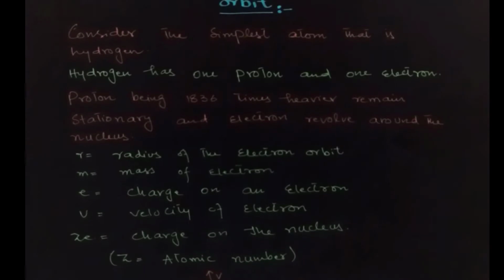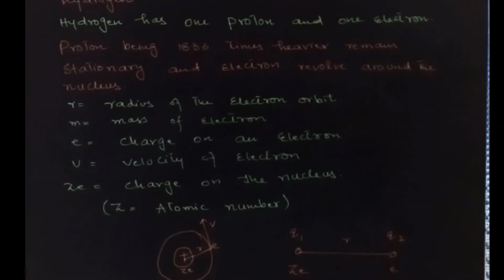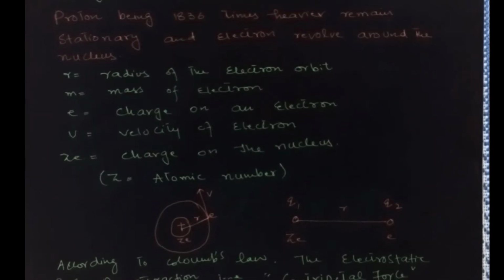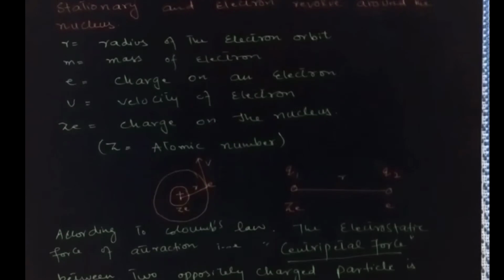r will be the radius of the electron orbit, m will be the mass of the electron, e will be the charge of the electron, while v is the velocity of the electron. Now according to Coulomb's law, the electrostatic force of attraction, that is the centripetal force, between two oppositely charged particles is directly proportional to the charges and inversely proportional to the square of the distance between their centers.